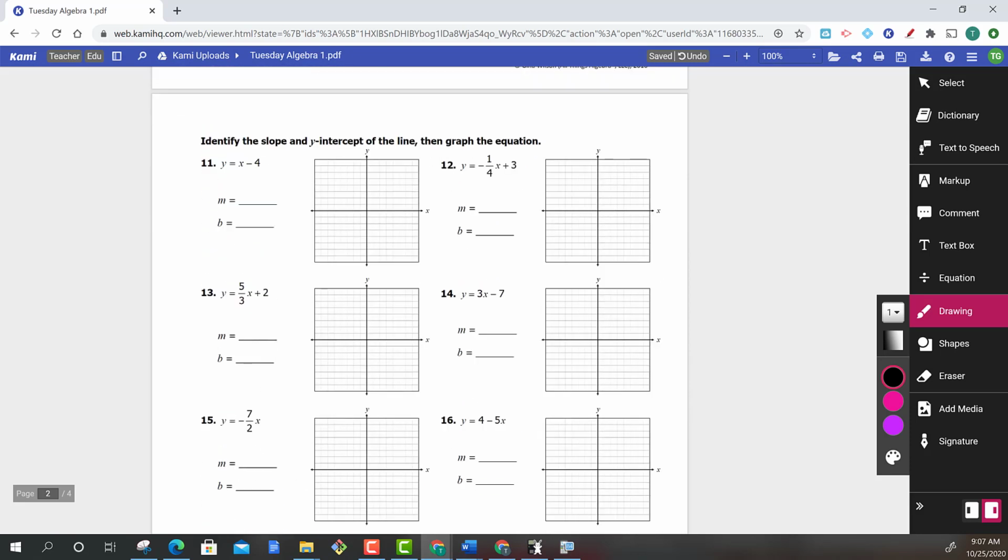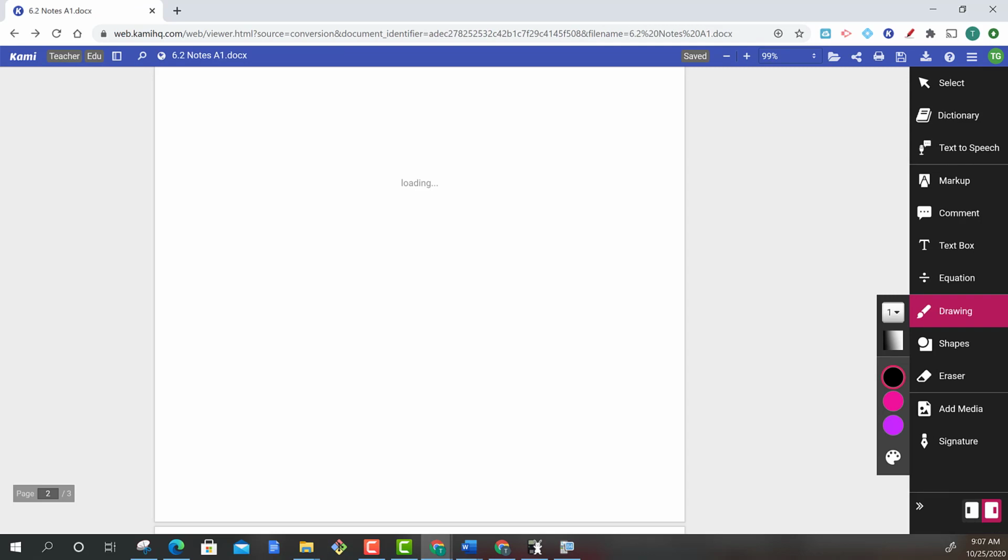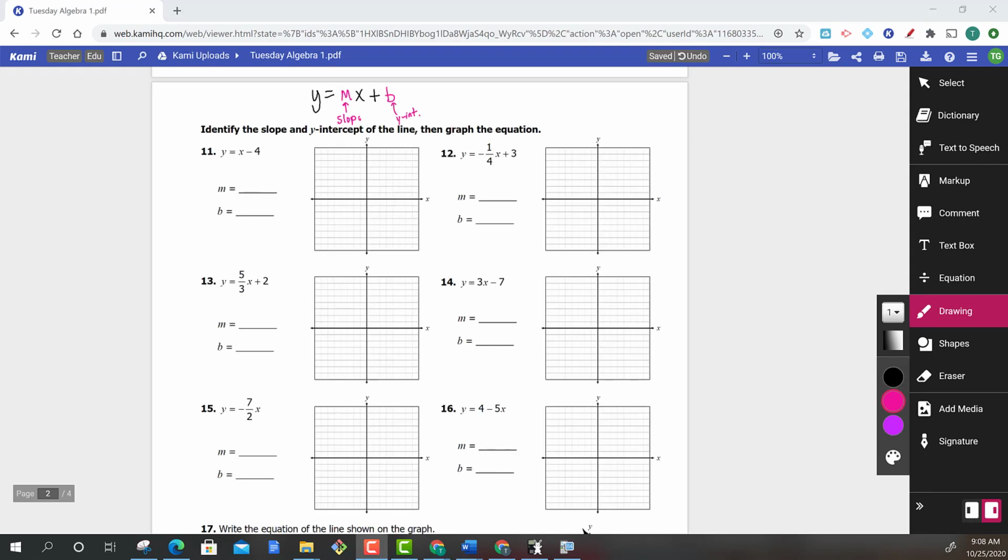All right, the next section, you are just identifying the slope and y-intercept of the line. So it looks like most of these, if not all, are in slope-intercept. So you need to know y equals mx plus b. So I've written that at the top of the paper. Remember, the m is the slope and the b is the y-intercept. So these questions ask us to identify the slope and the y-intercept and then graph it.